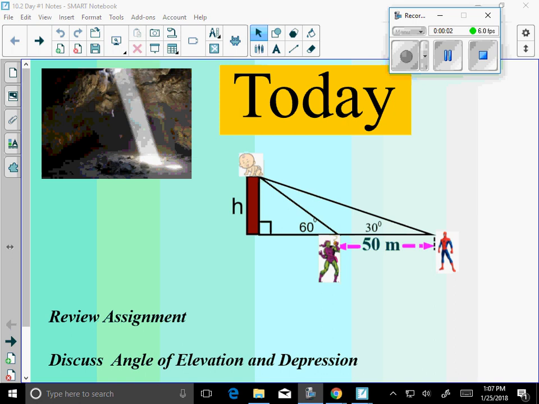Today, 10.2, day number 1, angle of elevation, angle of depression. We're going to use SOHCAHTOA because it's good for your brain and for math.